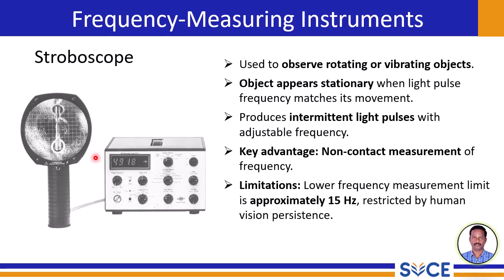So it depends fully on the operator. He has to see whether the object appears stationary or not. So it depends upon human vision capacity. The human vision capacity is less than 15 hertz only. So the stroboscope is also used to measure only up to 15 hertz, restricted because it depends upon human vision.